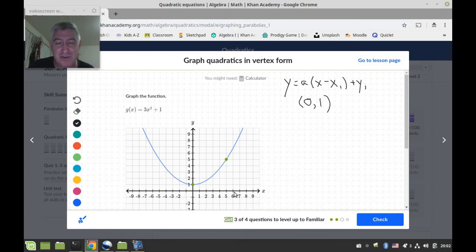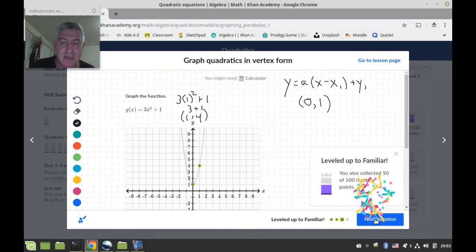So I also know I have no x-intercepts, so I'm going to have to choose a different point. And I'm going to choose where x equals 1. So we're going to replace x with 1. So I have 3 times 1 squared plus 1 is equal to 3 plus 1 is equal to 4. So my point is 1 comma 4. There we go. So let's double check: 0, 1 and 1, 4. I have 2 points. We have one more question on this set.